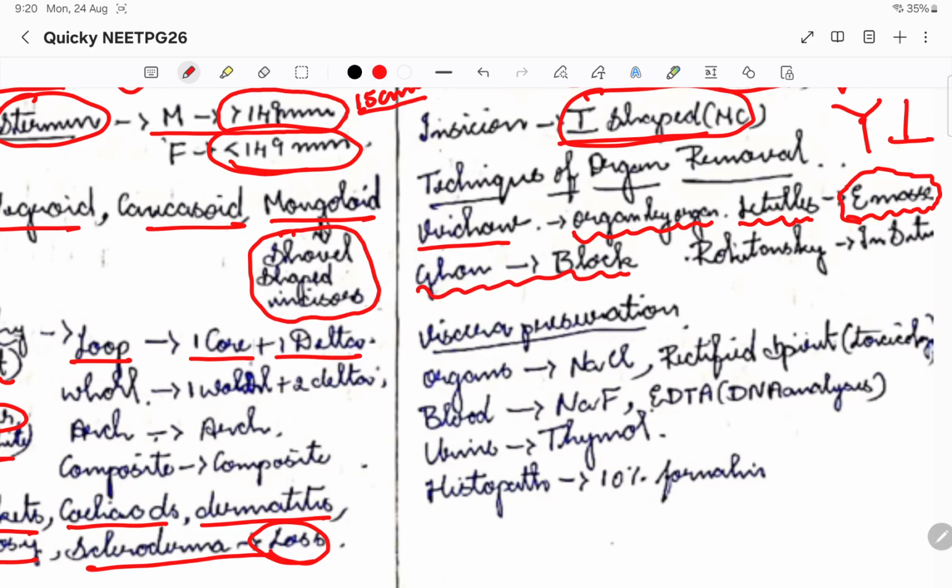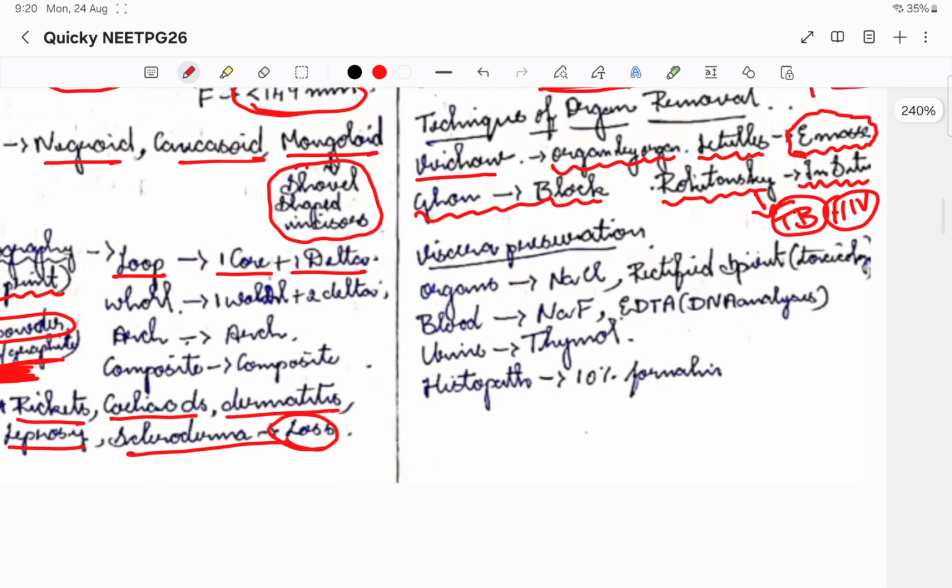For example, thorax organs will be removed once, abdominal organs once, and pelvic organs once, in that way. Then in Rokitansky, we will not remove the organs; we will be doing it in situ. We'll be using this technique in TB. If he was a suspected TB or HIV patient, we'll be doing these techniques. In situ means we will not remove the organs where the infection might spread, right? So we do the dissection inside the body itself and determine.